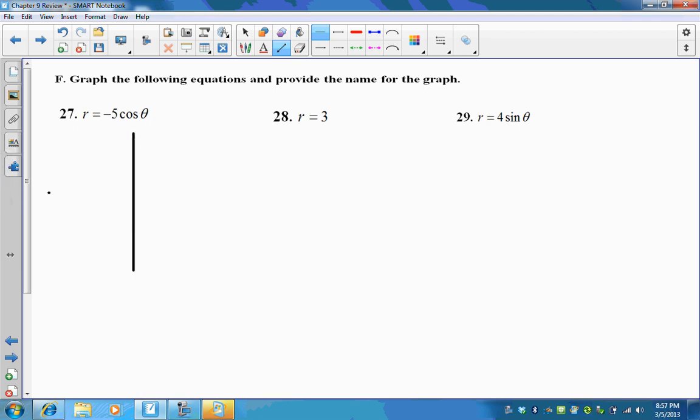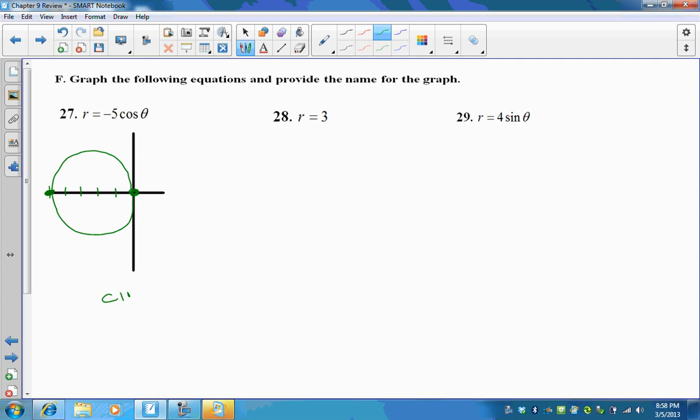I associate cosine with the x-axis. So when I graph this circle, I'm going to go through the origin. This kind of circle does go through the origin, and it's negative 5 cosine. Cosine I associate with the x-axis, so I'll go negative 5 on the x. 5 units out to the left, and this is what the circle looks like. It goes through the origin, goes out negative 5 on the negative x-axis, and there we go. So that's what this looks like. It is a circle.